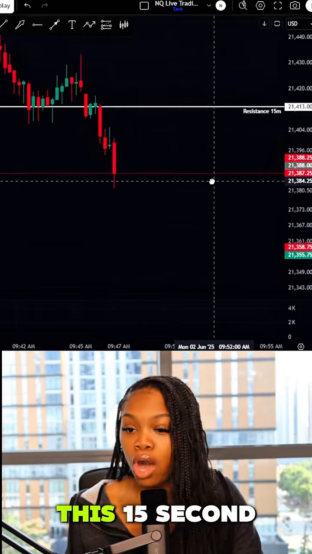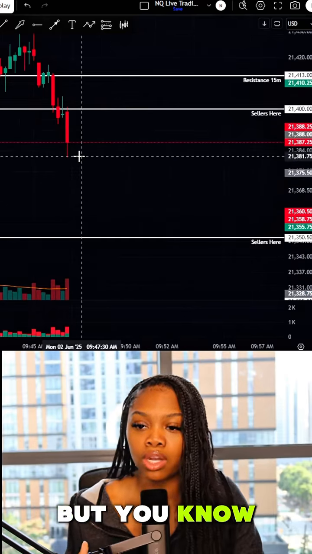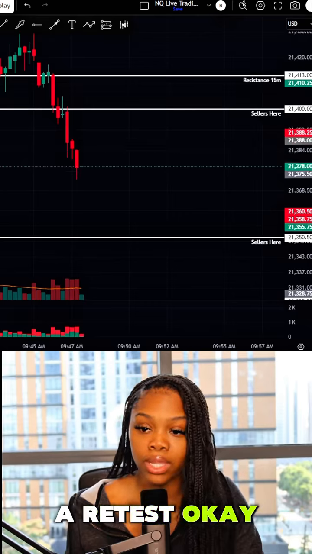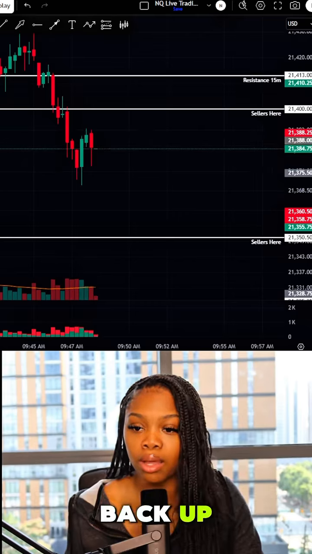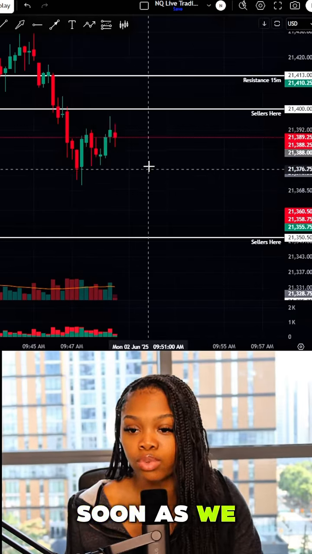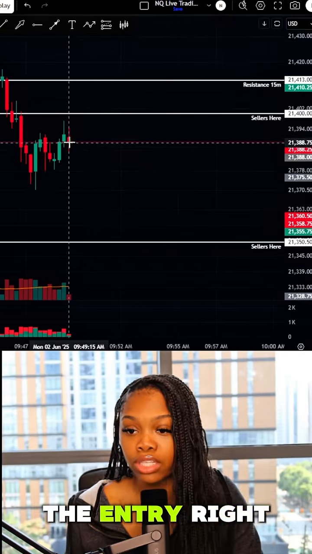So on this 15-second chart, you can see we're too far for me to want to get an entry from 400. So I said, let's wait for a retest. And as you can see, price does eventually move back up. This is where we got our entry, as soon as we had price wick up right around that 400 level, essentially just getting the entry right there.